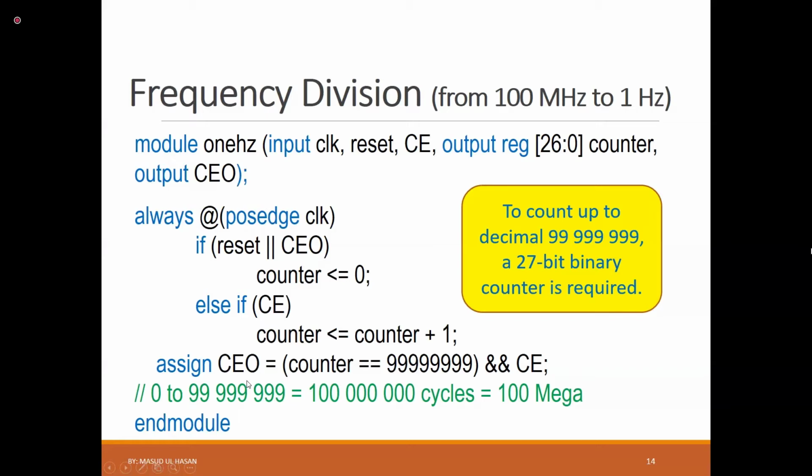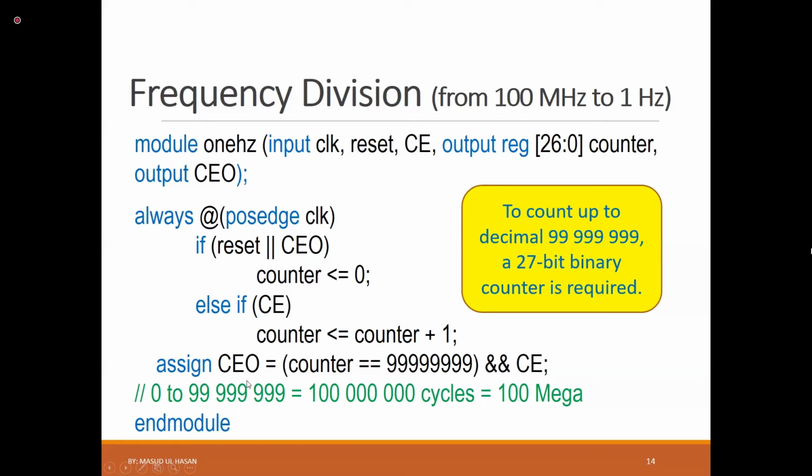Okay. Now, is this a modulo 100 million counter? Yes, modulo, but this is just one counter. We are not cascading, right? It is just one module, it is not cascading. Is this clock gating? Yes, this is for the clock. But this is clock gating, right? No. It is not clock gating.